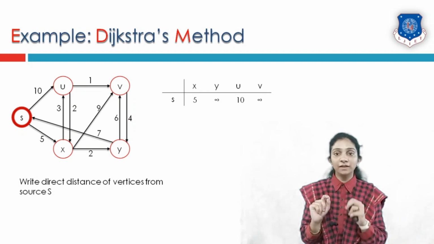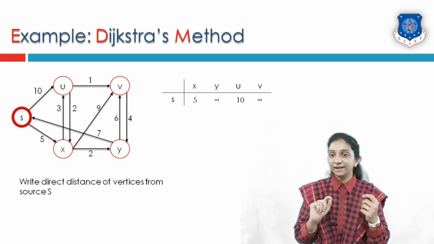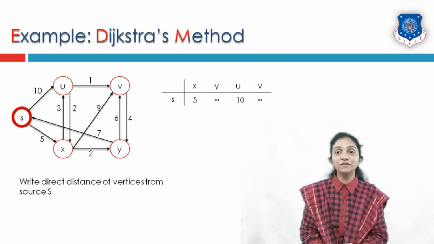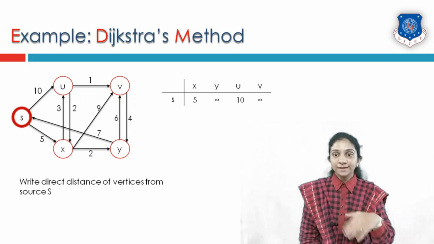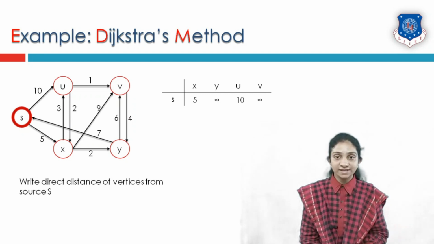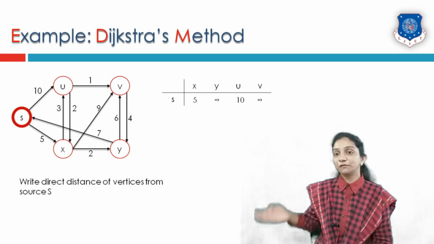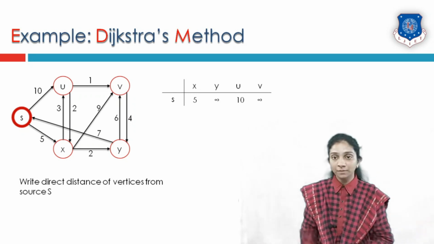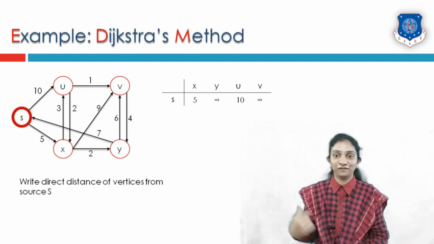So a direct path from S to V is not present. That is why it is written as infinity. Now from this row, we have to choose our next row. The next row is calculated or selected from the current row itself. From the current row, whatever the distance is the minimum, that column vertex will become your next row.